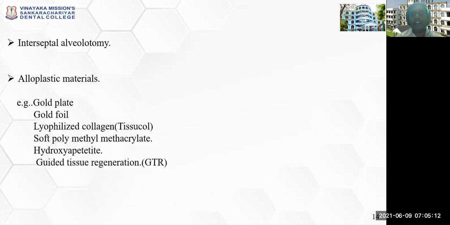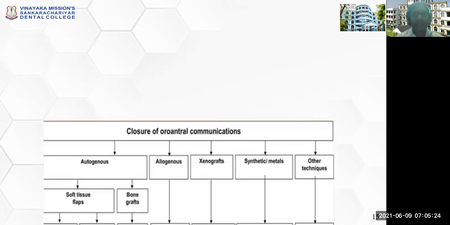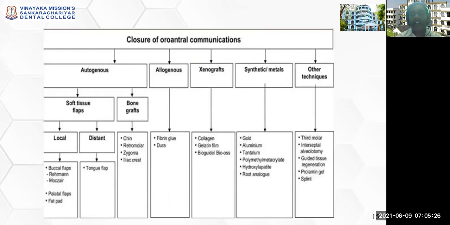You can use a lot of alloplastic material. When you can't use autogenous material, when the possibility is not there for autogenous, then you go for the alloplastic one. Gold plate, gold foil, all these materials are there. This is a summary of what I told, various materials used for closure.